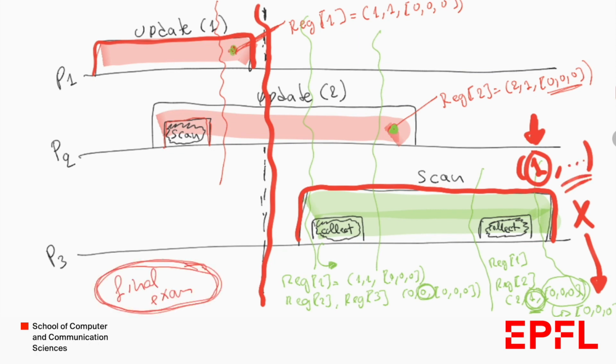So this problem was again given in an older final exam some years ago, and it shows again that even a small change in an algorithm can actually violate its correctness. So it's really important to be careful when we think about this stuff.